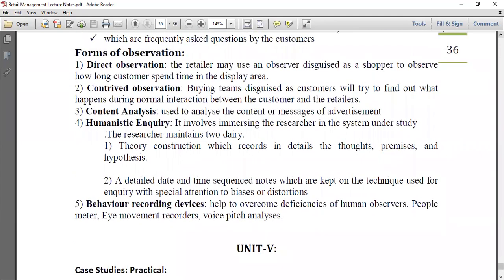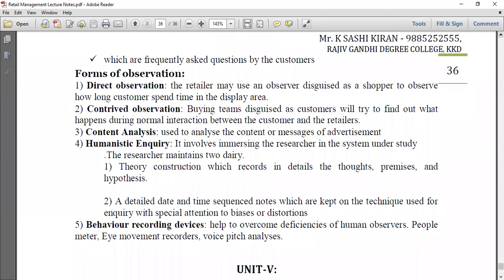Next is the forms of observation. In this observation method, let us understand what are the different forms of observation. One is direct observation. Here the retailer may use an observer disguised as a shopper. The retailer himself will disguise as a shopper to observe how long customers spend time in the display area, what is their reaction towards visual merchandising, what is their pattern after entering the store, and in which directions they are moving. So all this information will help him to design his store layout and to use his space planning efficiently.